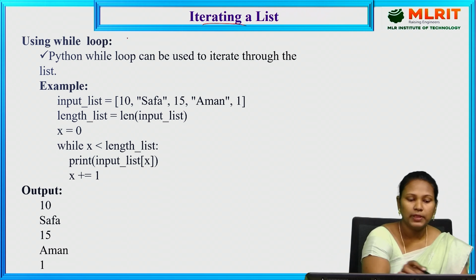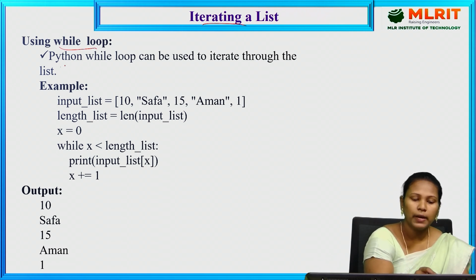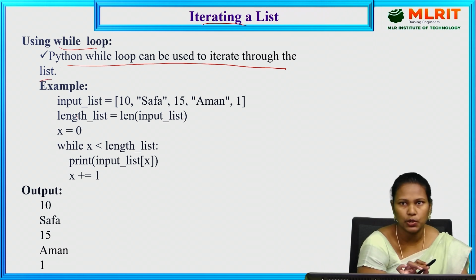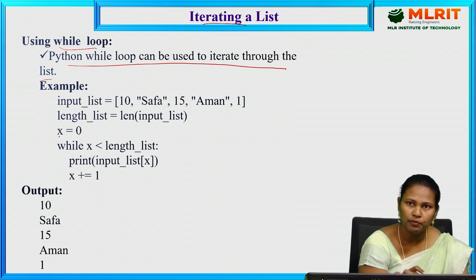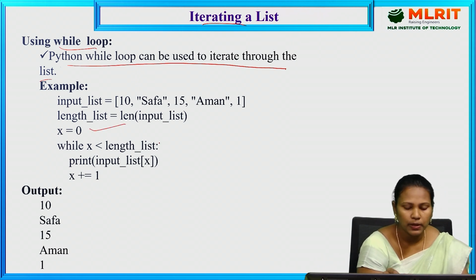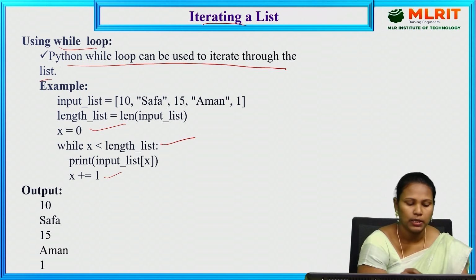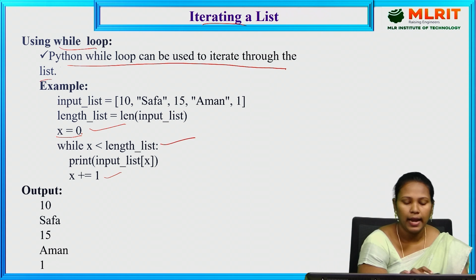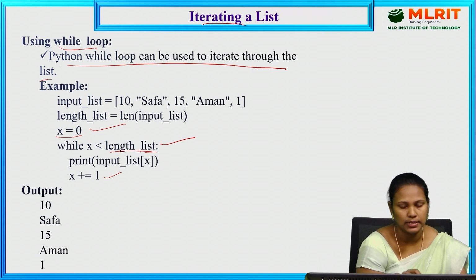Iterating a list with the help of a while loop also. Python while loop can be used to iterate through the list. It is the same, but here we need to give the condition also, because in a while loop we need to give the initialized value, the condition, as well as the update. Then only the while loop will execute. Initially I am giving x equal to 0, because the index starts from 0. And you have to give the length of the list, to find how many times it has to repeat.